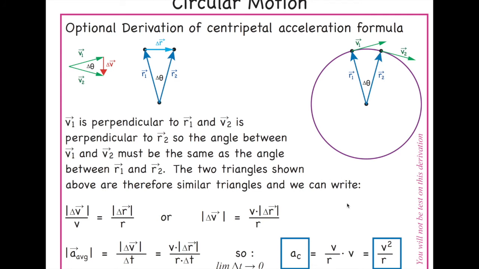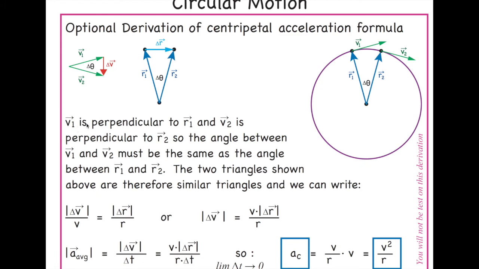So in most textbooks, you're just given that the centripetal acceleration is v squared over r without any further explanation. But as you know, I like to let you see where things come from. Of course, you won't be tested on this derivation. You won't ever have to derive this on an exam. But here is an optional derivation of the centripetal acceleration formula.